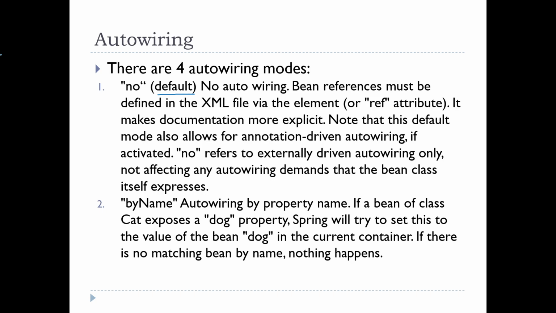So for example, in our case, we had an address object, the name of which was ADDR. If we have a bean of Address type whose ID is ADDR, then we need not explicitly specify ref is equal to ADDR. It will automatically find a reference with the same name as that of the property, and it will wire those two together. And if there is no matching bean, then nothing will happen. So there will be no wiring of beans done.